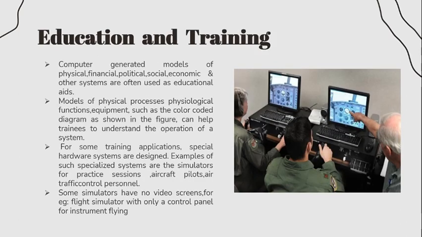Next is education and training. Computer generated models of physical, financial, political, social, economic, and other systems are often used as educational aids. Models of physical processes, psychological functions, equipment, such as a color-coded diagram as shown in the figure, can help trainees to understand the operation of a system.